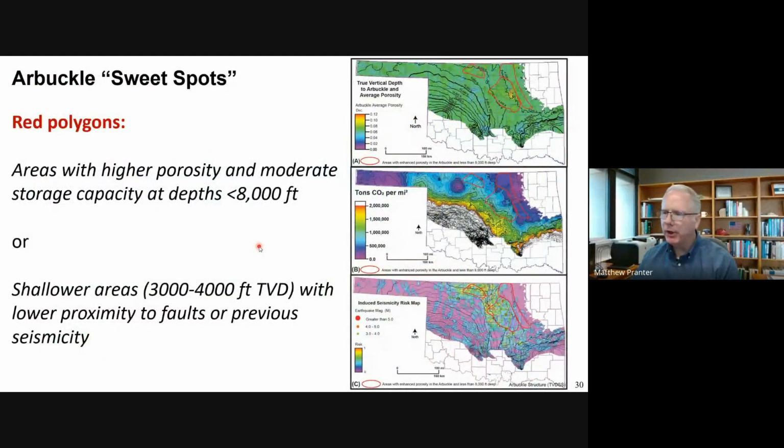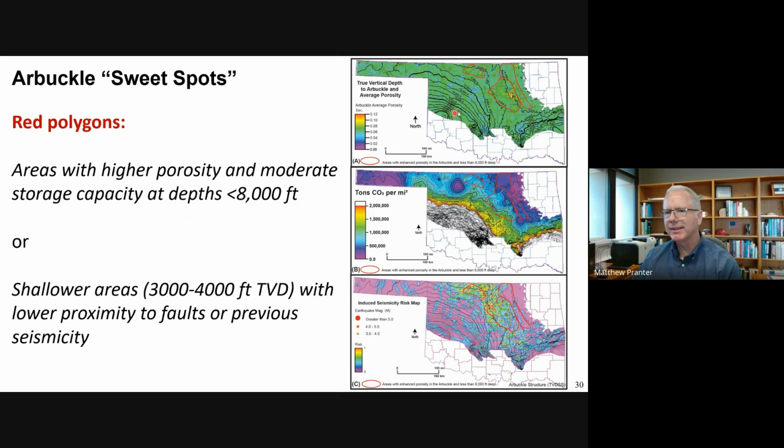And so if we put all this together, this shows areas where it might be more favorable for CO2 injection within the Arbuckle. These red polygons, for example these two in central Oklahoma, would be areas where there's higher porosity and moderate storage capacity at depths less than about 8,000 feet.